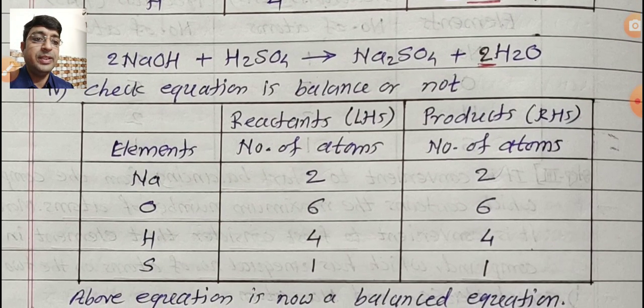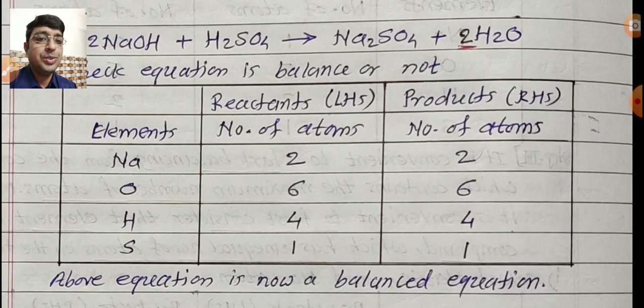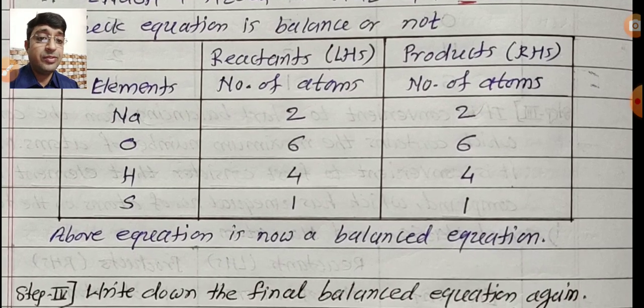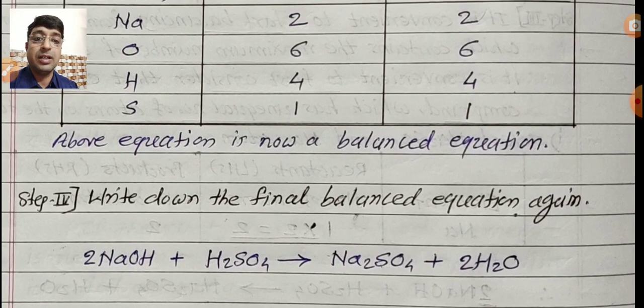In the third step, we did this in a number of ways. When our reaction is balanced, then we stop, and we write the final equation in step number 4. Check the number of atoms on both sides again. Sodium 2, oxygen 6, hydrogen 4 and sulfur 1 on both sides. Therefore, we confirm the above equation is now a balanced equation, and in step number 4, write down the final balanced equation again. So 2 NaOH, that is sodium hydroxide, plus H2SO4, that is sulfuric acid, then to form Na2SO4 sodium sulfate plus 2 water molecules.